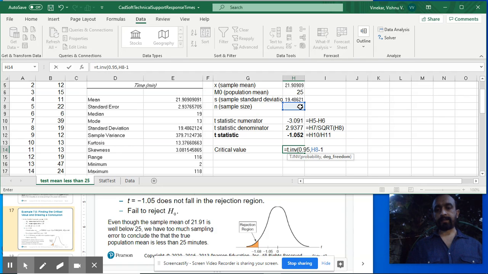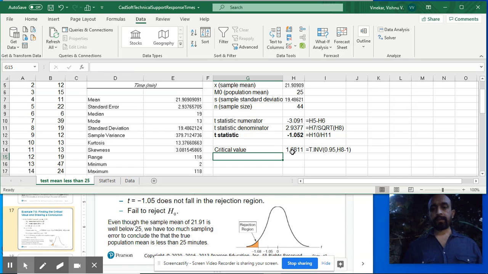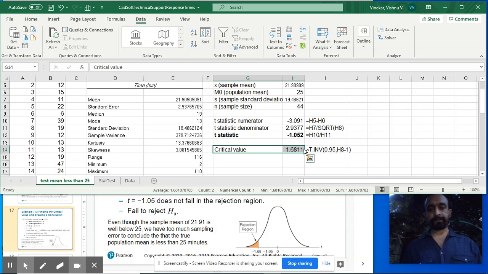And the degrees of freedom is the sample size minus 1. Okay, so 1 less than the sample size. So in this case, the sample size is 44. Okay, so 1 less than sample size is 43, and that's what the degrees of freedom is. Right, so this is our critical value. So now we get the critical value of 1.68.